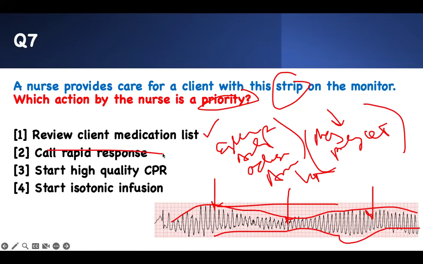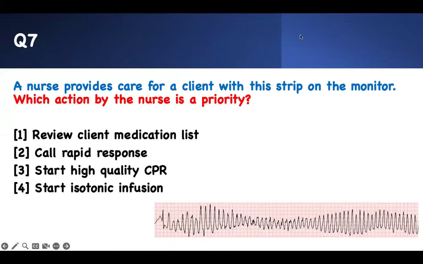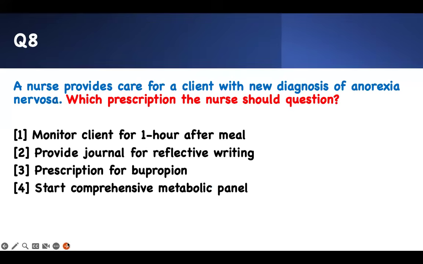You don't need to call rapid response. You don't need CPR for that. You don't need to give the infusion. You can check their BMP and see if their magnesium level is low, and you can replace it. That's test-taking strategy and thinking using concepts.